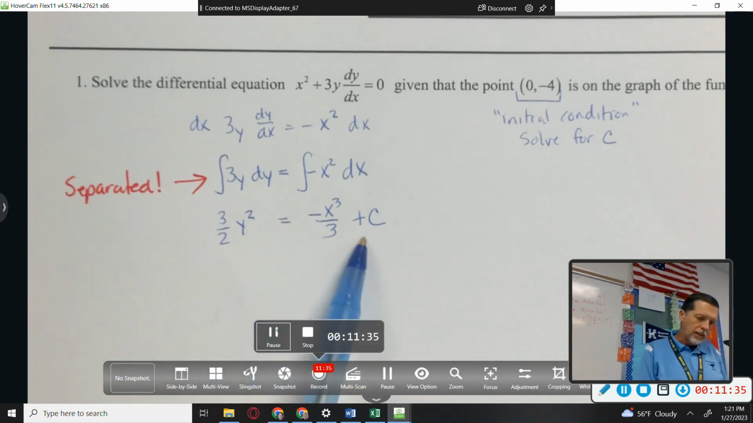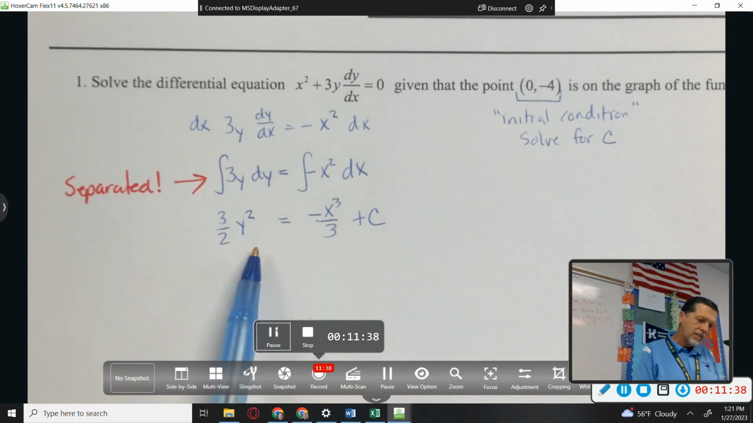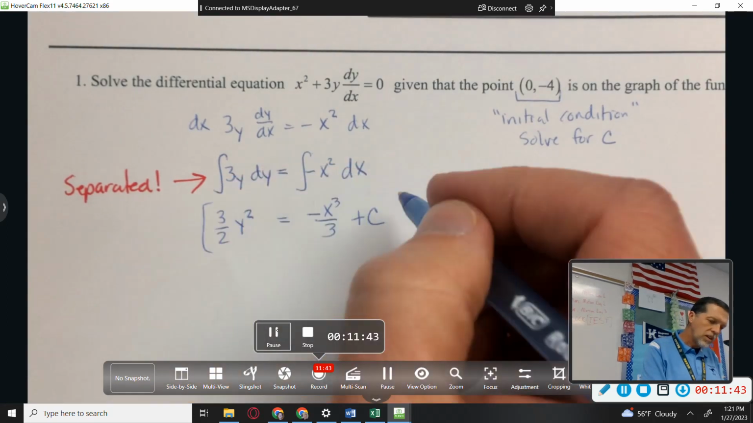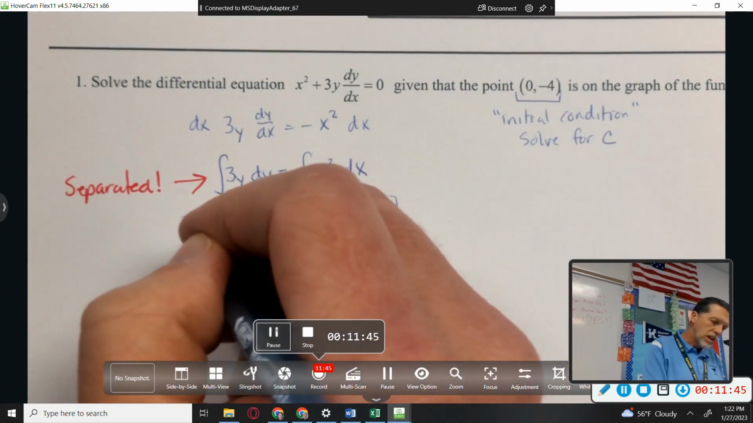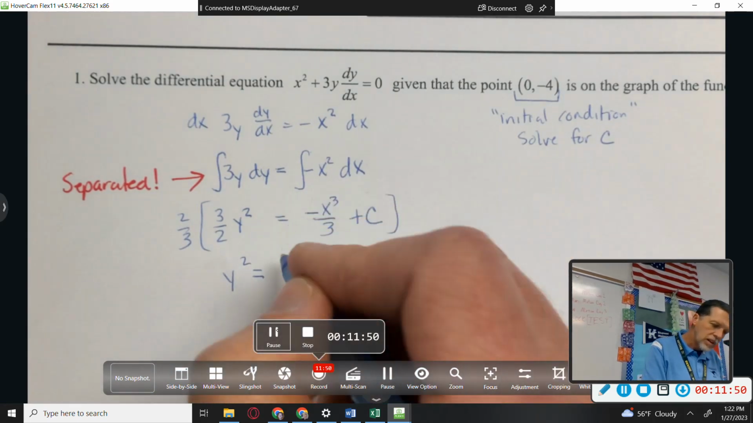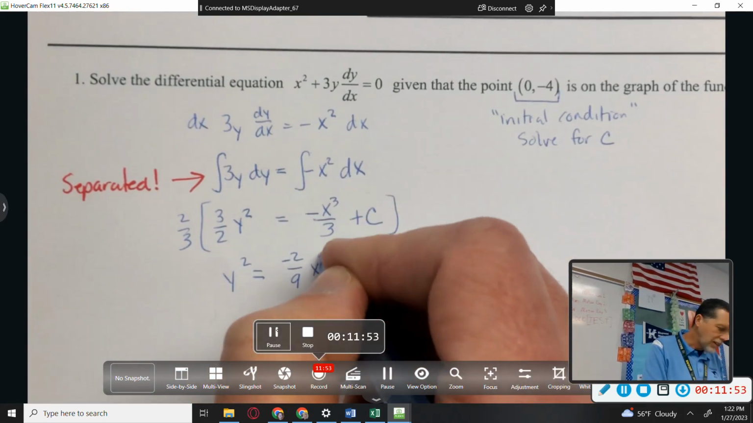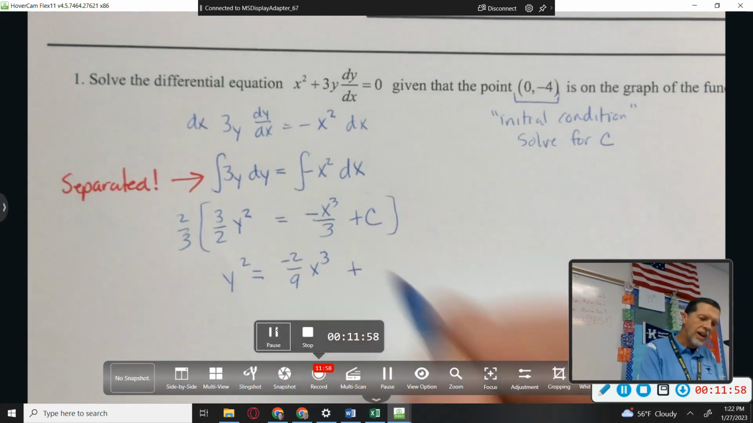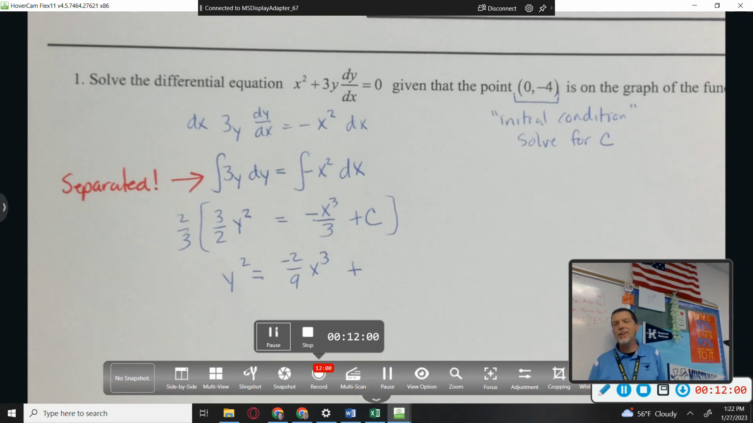Okay, let's start to solve for y. So let's multiply by 2/3. So y squared equals negative 2/9 x cubed plus, this is where people are gonna freak out. Because right now, C can be anything. So 2/3 times anything.